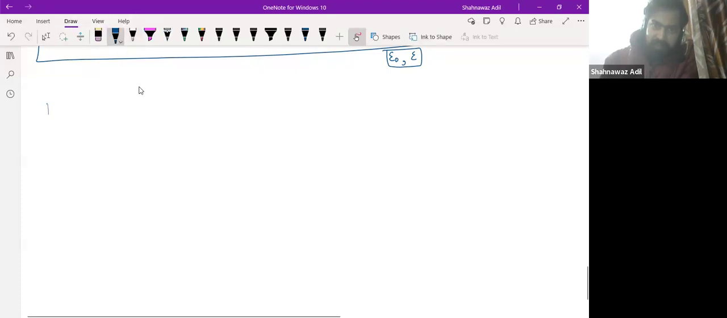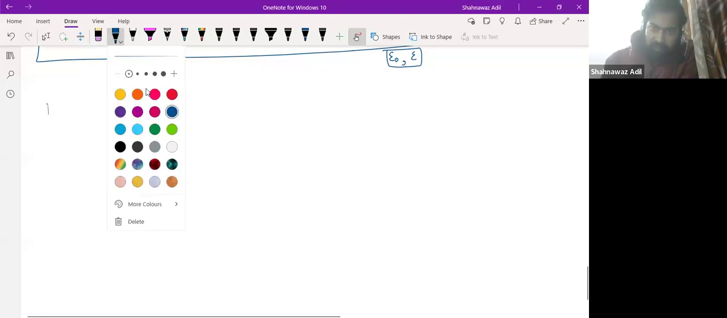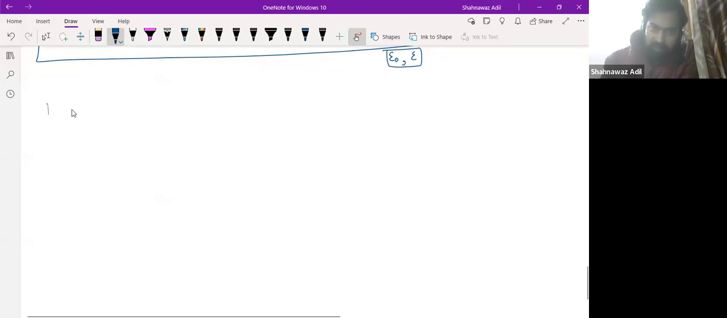So the Biot-Savart law states that the magnetic field due to a current conductor is inversely proportional to the square of the distance from the conductor to the point. Yeah, so you are correct. So this is mu naught I dl sine theta by r square, right?